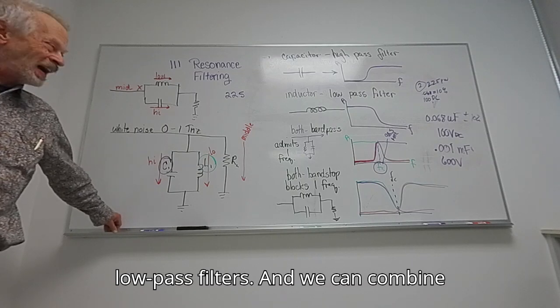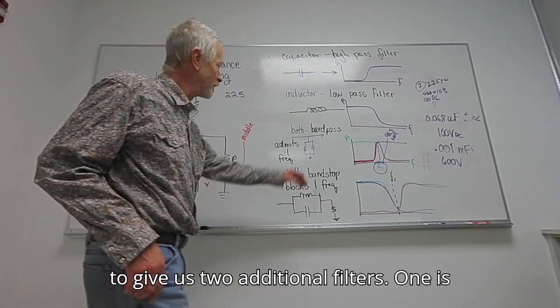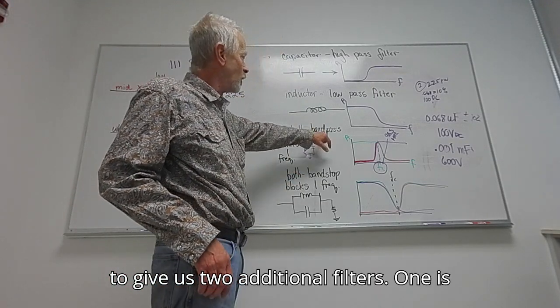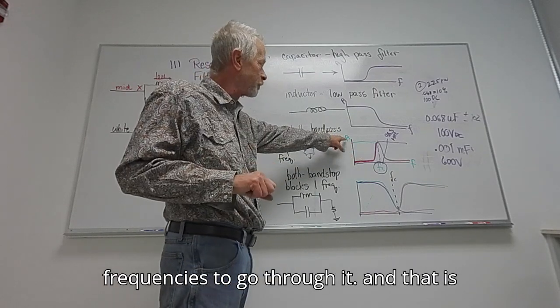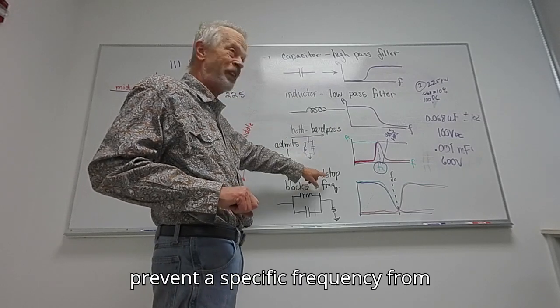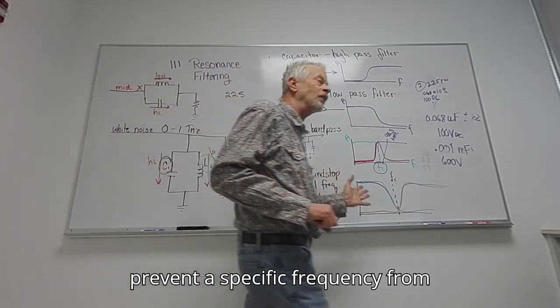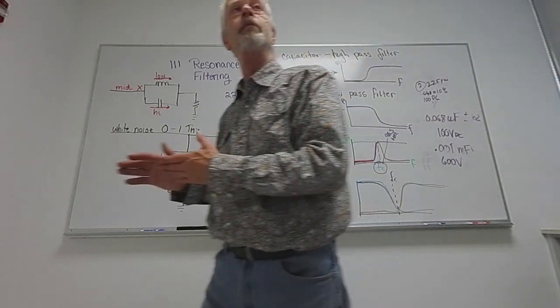And we can combine them in different circuits as shown to give us two additional filters. One is used to allow a very narrow range of frequencies to go through it, and that is called band pass. One is used to prevent a specific frequency from going through, and that would be a band stop filter.